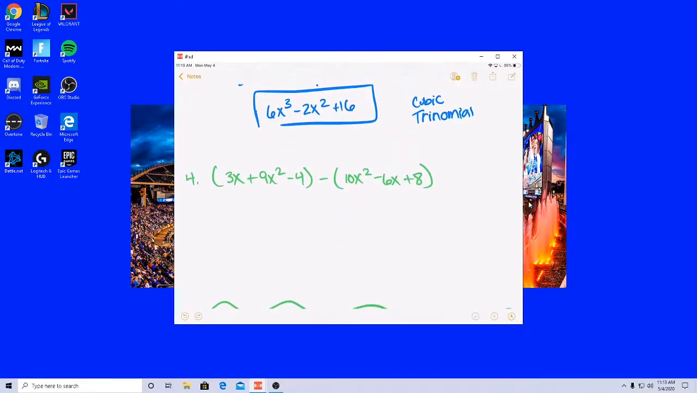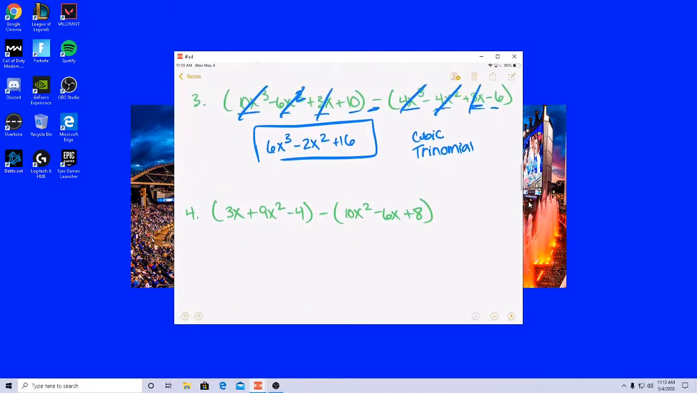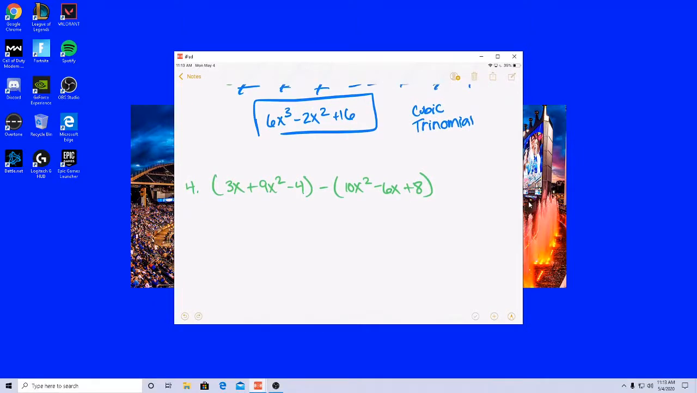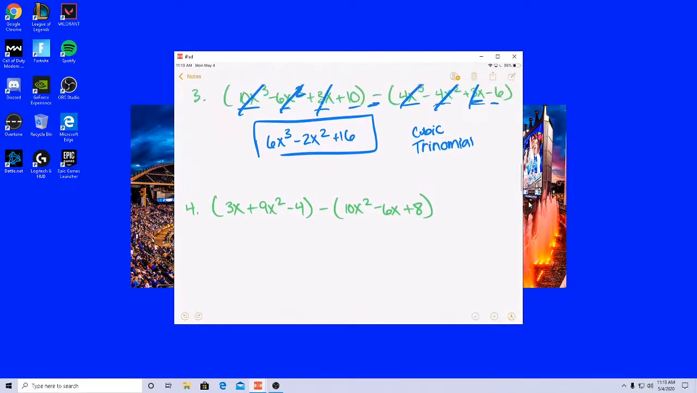This is one that's not in order. Notice how all of these have kind of been in order for you. They kind of just put themselves into standard form. This one's not going to do that, because the highest power, you actually have to find it. It hasn't always been the first term that you saw. It's right here. It's 9x squared minus 10x squared. So 9 minus 10 is a negative 1x squared.